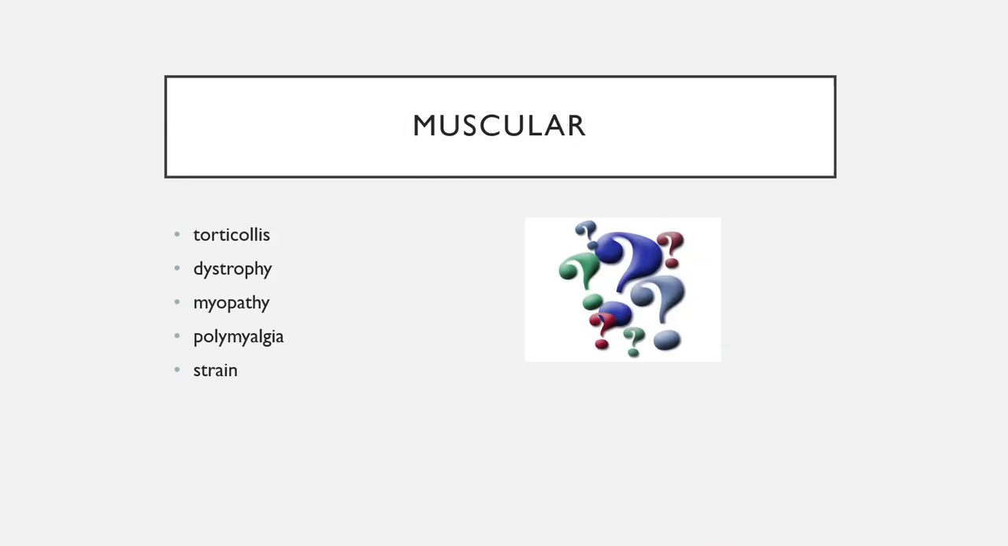The muscular chapter. How many of these words do you know? Torticollis, dystrophy, myopathy, polymyalgia, strain.